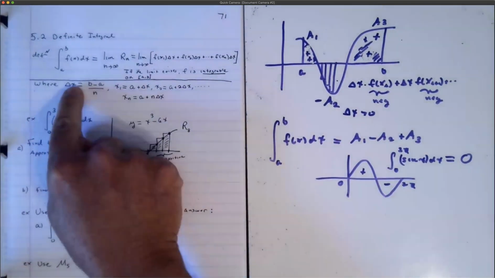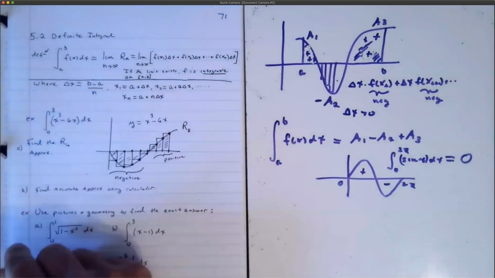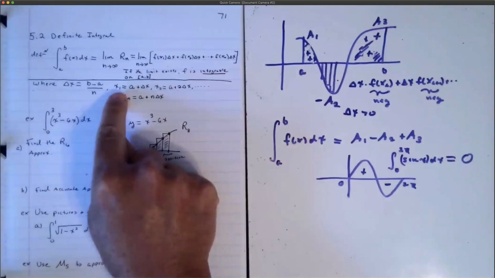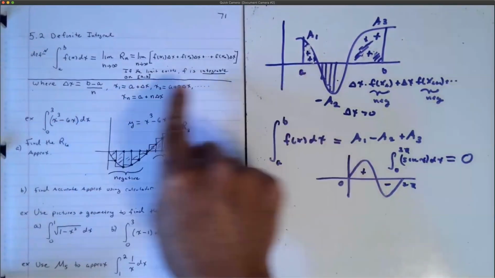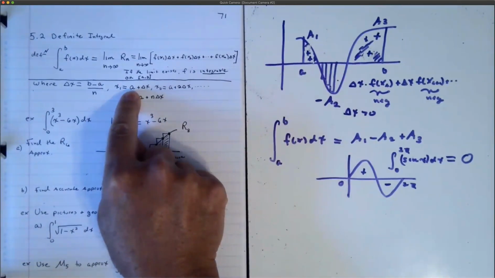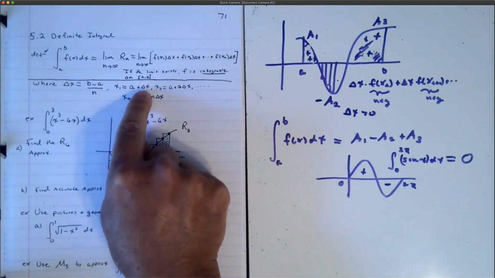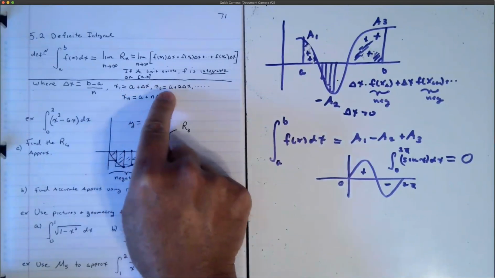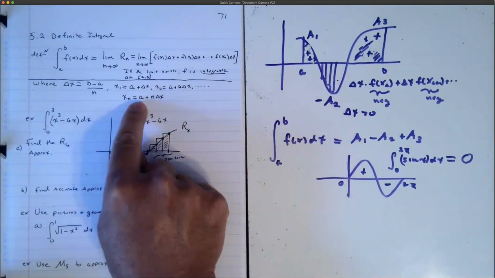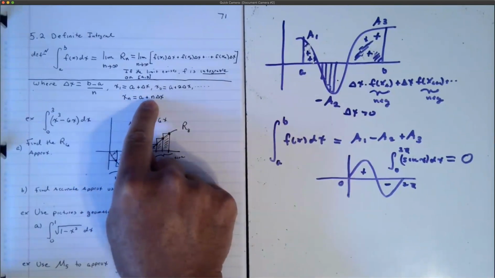Okay, delta x, once again, is b minus a divided by n. And x1, your first endpoint, would be a plus delta x. So you start at a, your leftmost endpoint, and then you shift to the right by 1 delta x. For x2, you shift to the right by 2 delta x's. And for xn, you start at a and you shift to the right n delta x's.